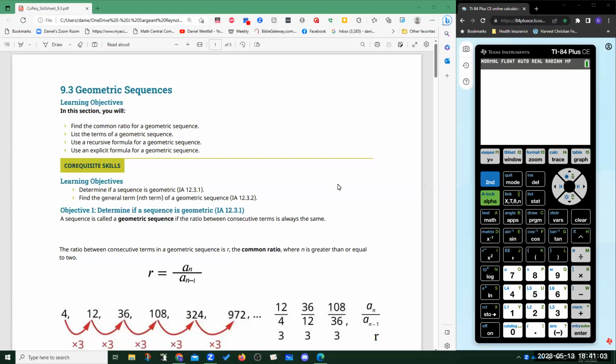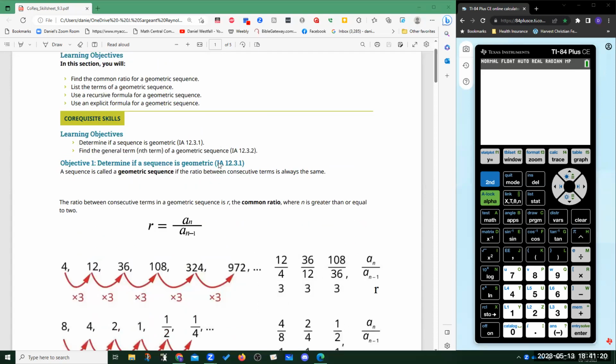In this video, we're going to talk about geometric sequences. Our objectives are to find the common ratio for a geometric sequence, to list the terms of a geometric sequence, to use a recursive formula for a geometric sequence, and to use an explicit formula for a geometric sequence.